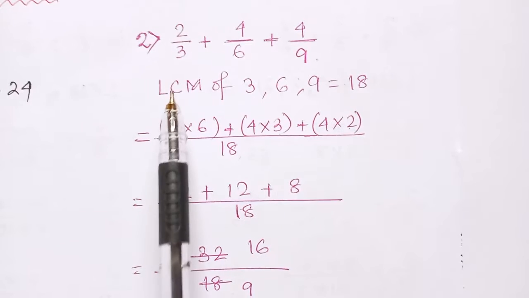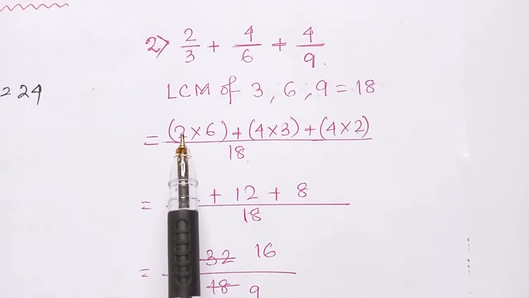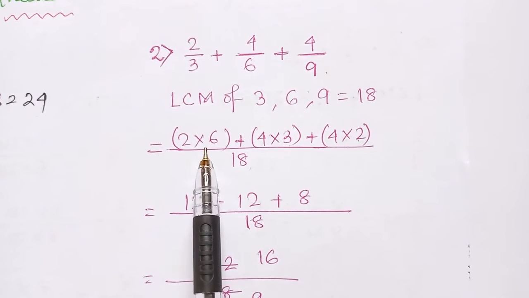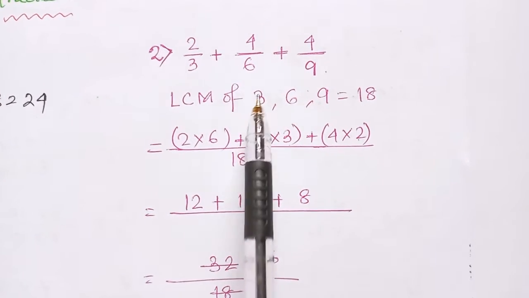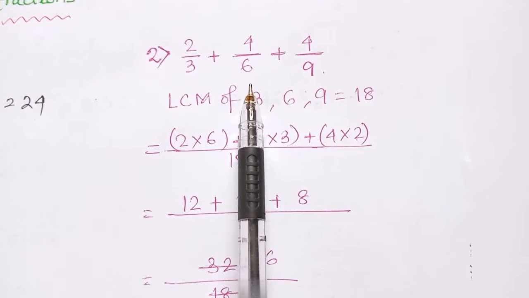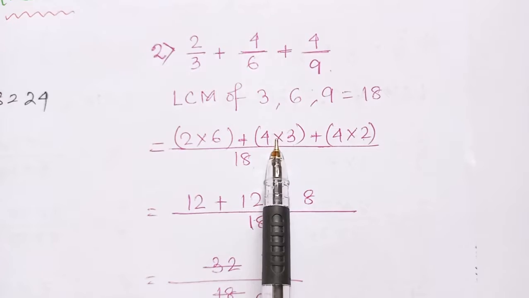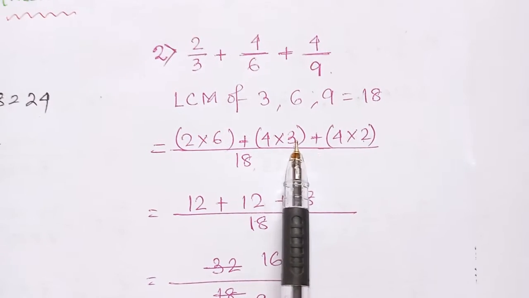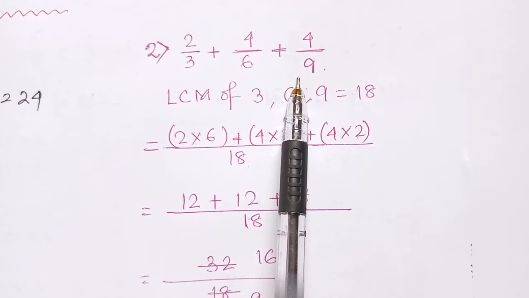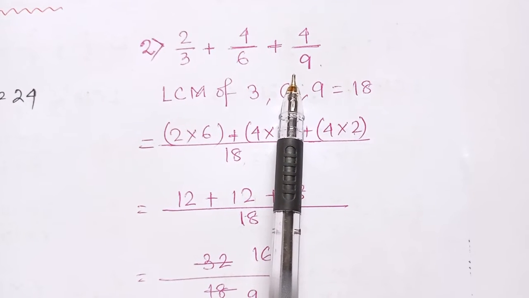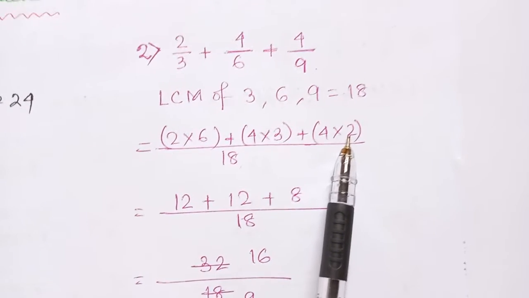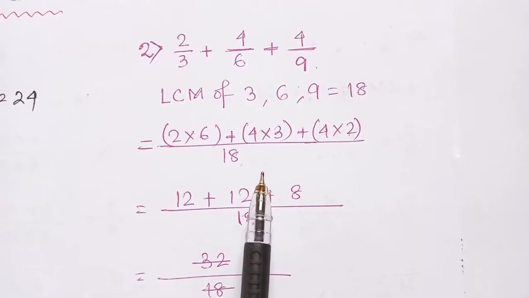3 is multiplied with 6 to get the value 18 as its denominator. So 2 is also multiplied with 6. Plus, 6 is multiplied with 3 to get 18 as the denominator, so 4 is also multiplied with 3. Plus, 9 is multiplied with 2 to get 18 as its denominator, so 4 is also multiplied with 2, divided by 18.